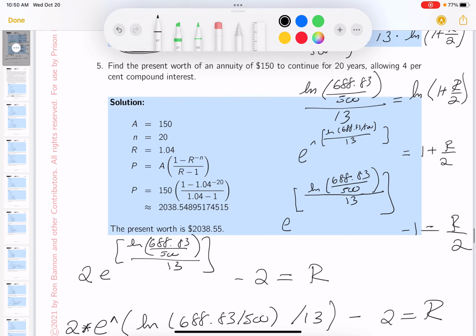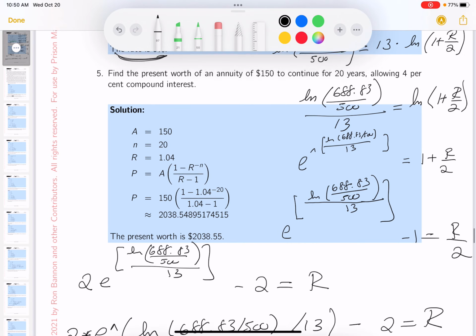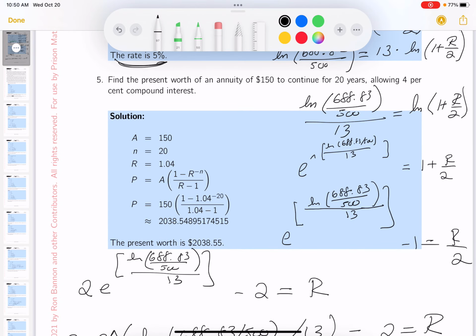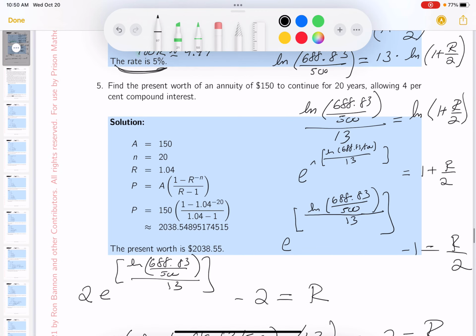Let's do the next one. I know we got a lot of chicken scratch over here, and this is an annuity problem, and it's basically a plug-in. So let me just go through. It says find the present worth of an annuity, $150. So the A is 150. Find the present worth of an annuity to continue for 20 years, allowing a 4% interest rate. So it's 1.04 because it's 1 plus the interest rate, and we got the 20 years. And then we write down the formula. This is the formula over here, and then we get this business over here.